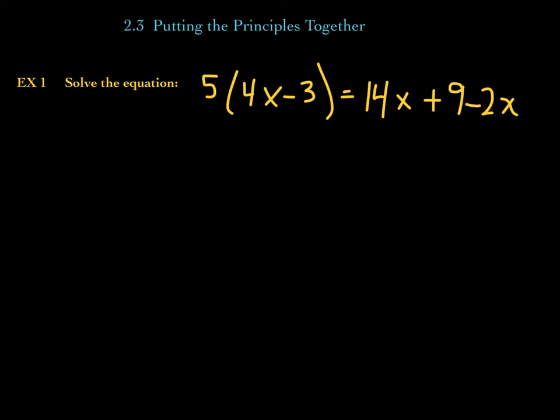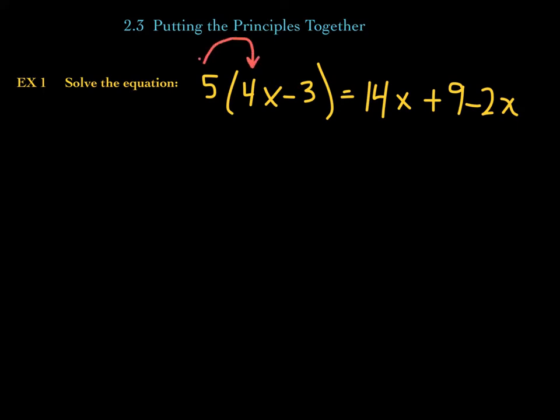Okay, enough talking here. Let me walk you through solving this. Now, the operation between the 5 and this expression 4x minus 3 is multiplication. We know that because these parentheses here are a grouping symbol, but they're also an operation, meaning multiplication. So what we're going to do is we're going to distribute the 5.